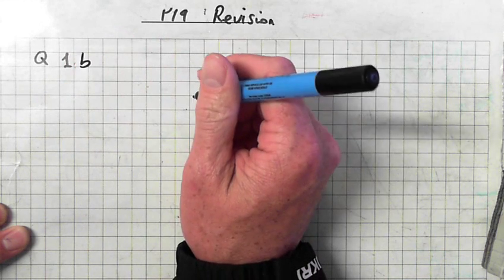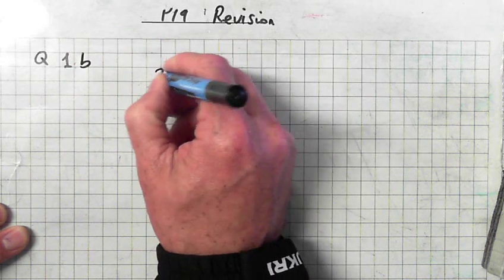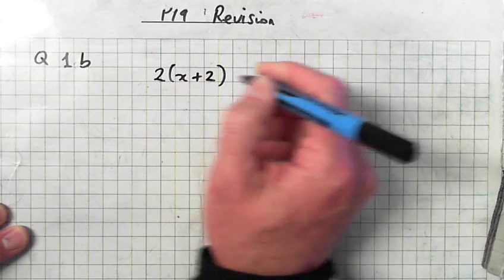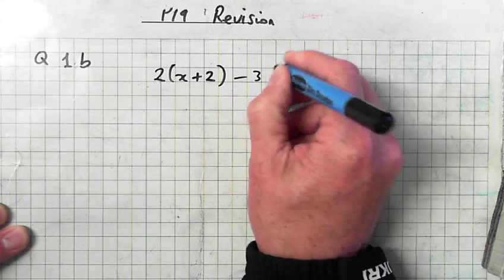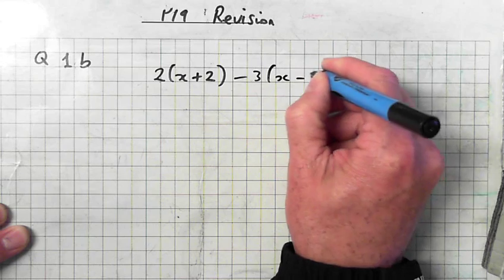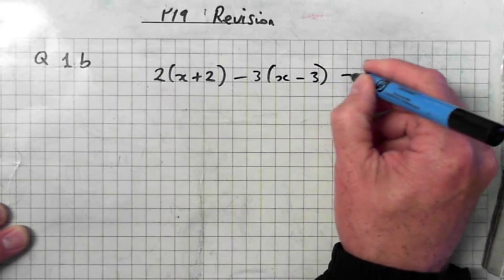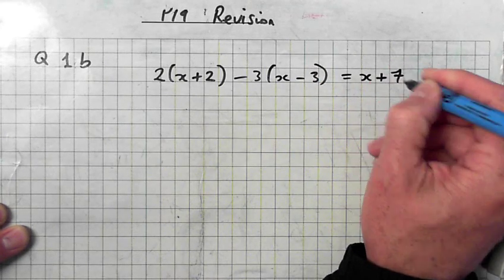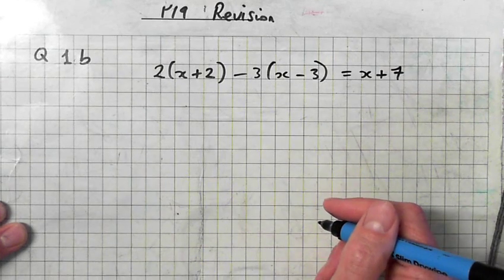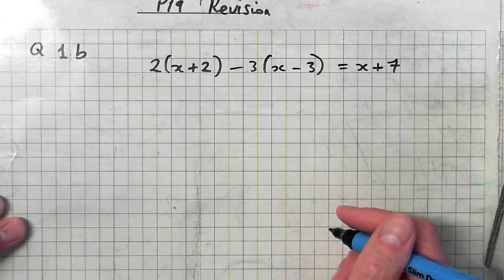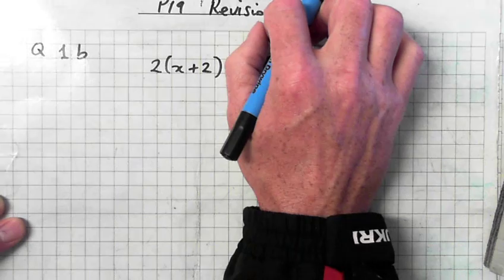Part B. Solve the equation. Just look up, watch it. No, this is recorded, so you don't have to write it down. Just watch it. So first of all, multiply this bit.